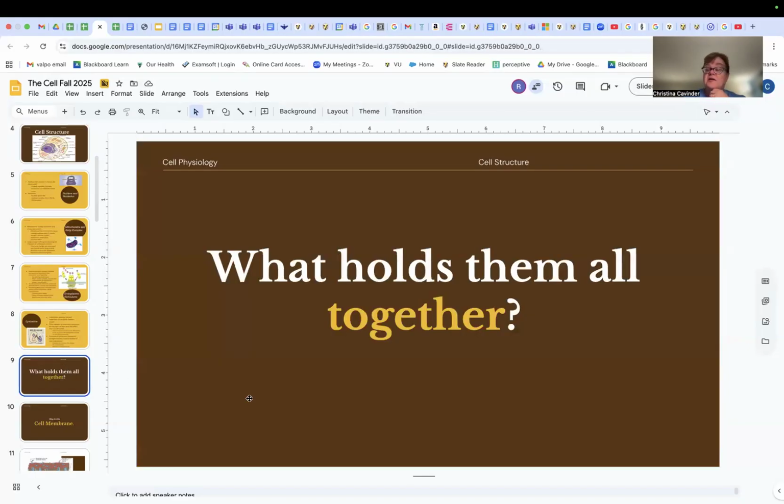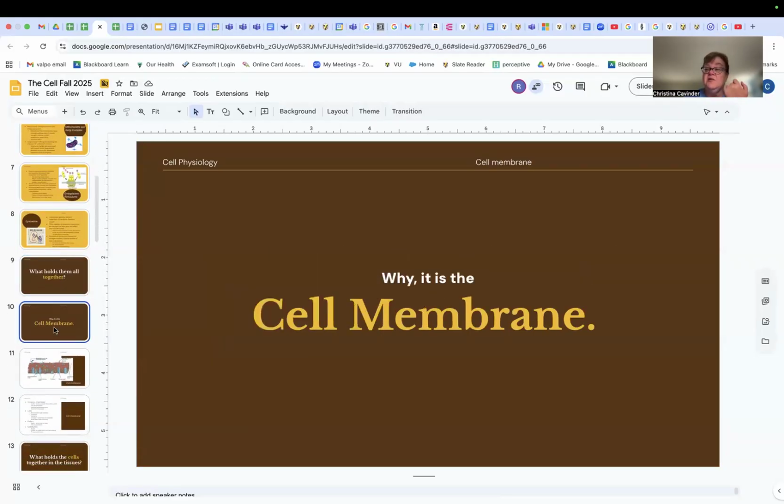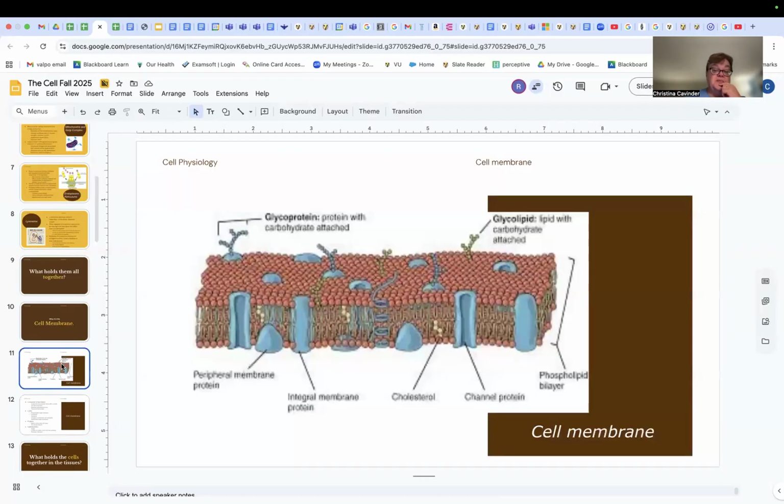So what holds all the cells together? So that's the cellular membrane. All the organelles are inside of the cellular membrane. This is not the best picture, but I like it because it shows you some of the things that sit in the cell membrane.